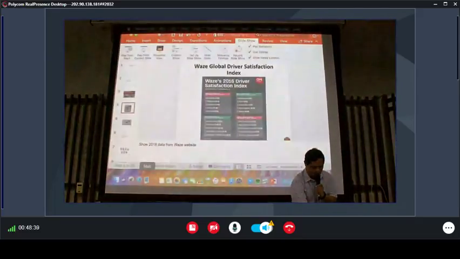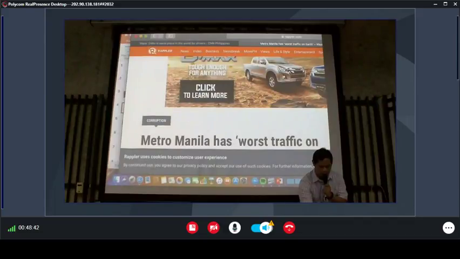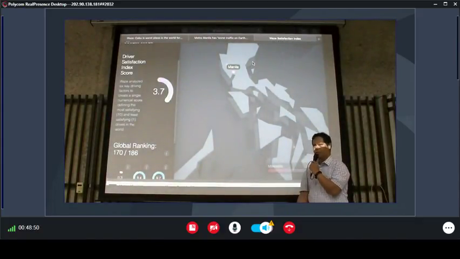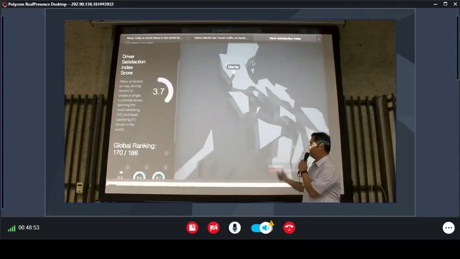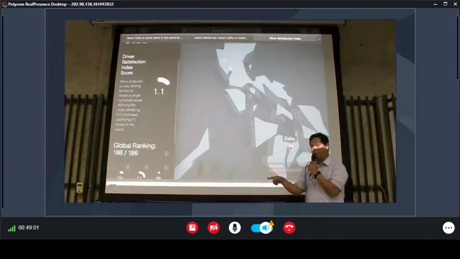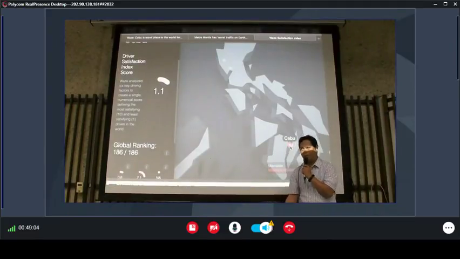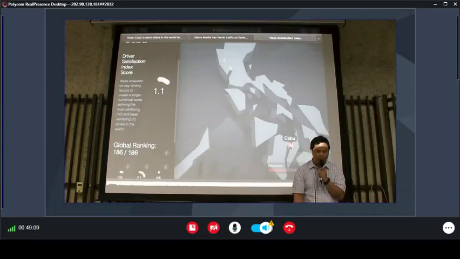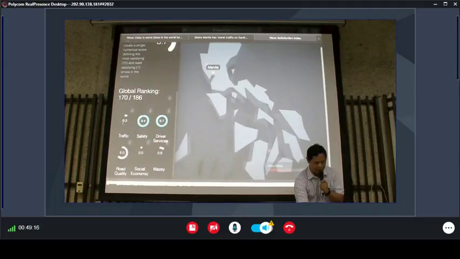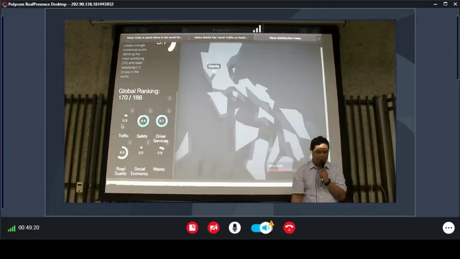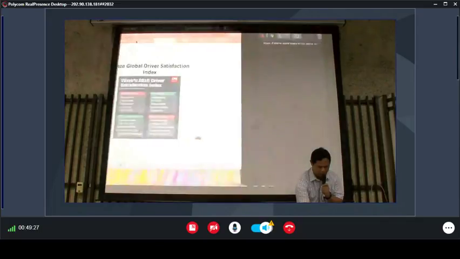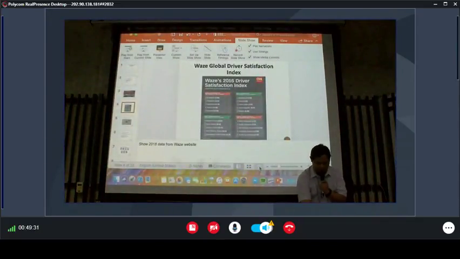I looked at the data for 2018 just to check how good we are. Based on the 2018 Waze specific data, we are at 3.7. We were at 3.9 in 2015. We are now at 3.7, Metro Manila. Cebu is still at, I think, 1.1, so it was 1.15 in 2016. So it's 1.1. We did not do any better in terms of driver satisfaction. This is based on the 2018 driver satisfaction index. These are global rankings covering traffic, safety, driver services, and socioeconomic factors. Those are just the metrics being used by Waze. So that's our status for now in terms of driver satisfaction index.